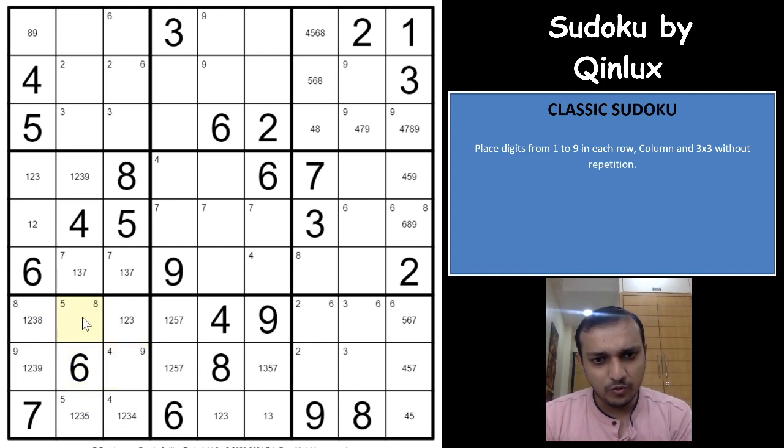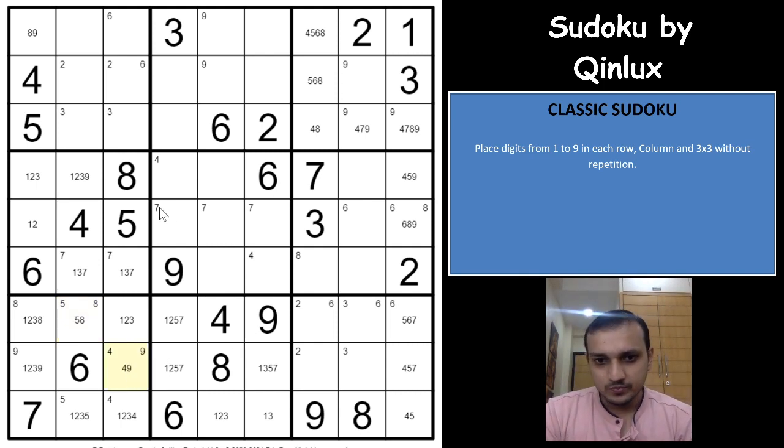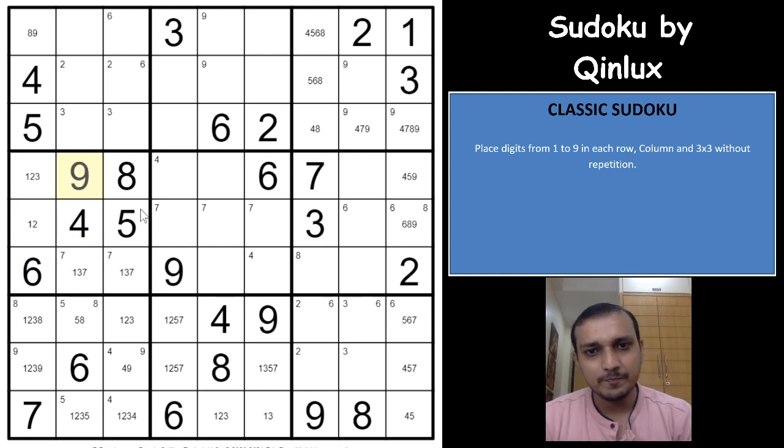So 1 2 3 4, 5 and 8 would have to be here, 4 and 9 would have to be here. Okay, so is that helping us? That was excellent piece of logic. Okay, so 9 in this box now can only be in this cell. That eliminates 9 from this cell.